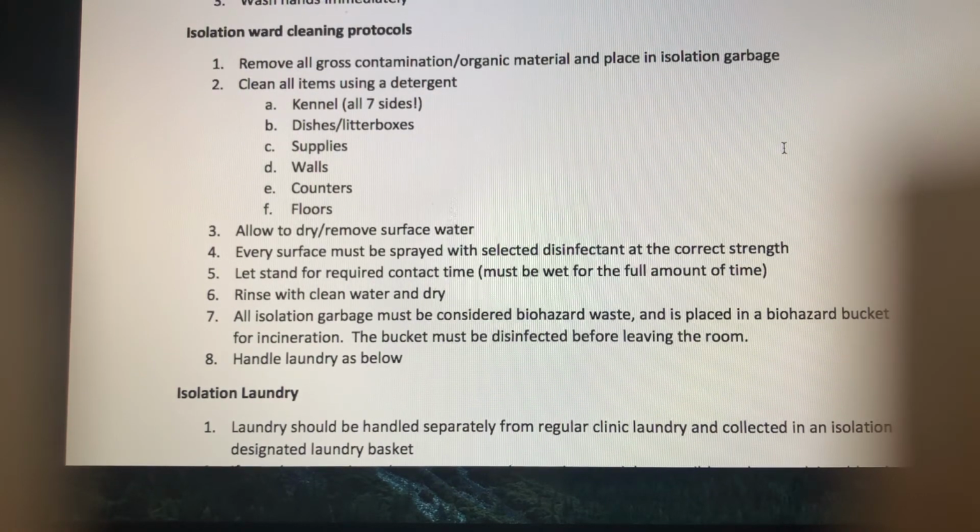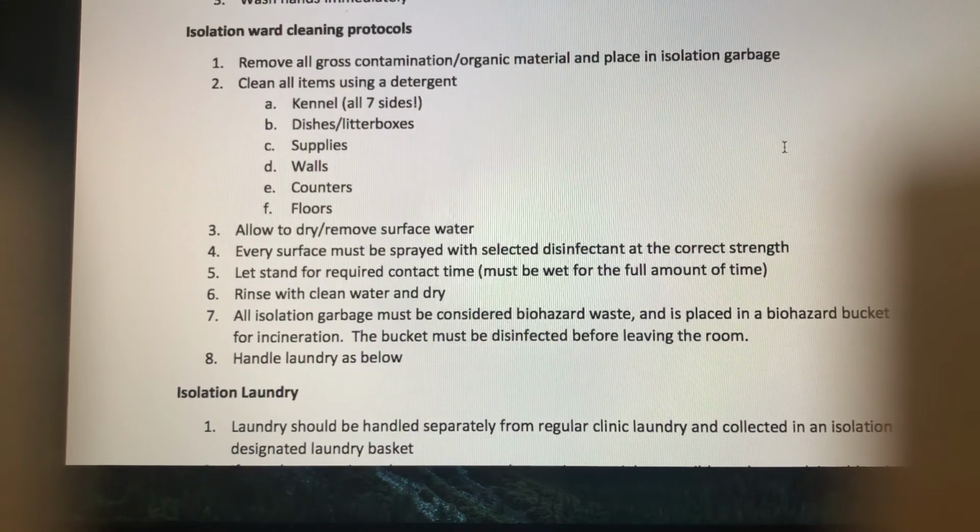So now that the animal has left the isolation ward, they've gotten better and we're sending them home, we need to clean up that isolation ward. So how on earth are we going to do that? We need to make sure that we are cleaning everything in there. We need to disinfect everything in there because we are considering the entire room as contaminated.